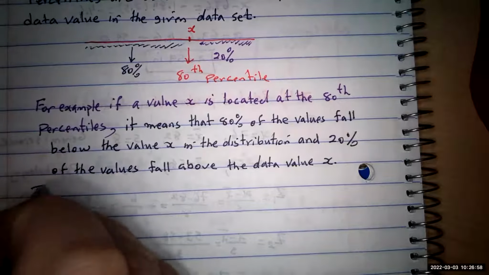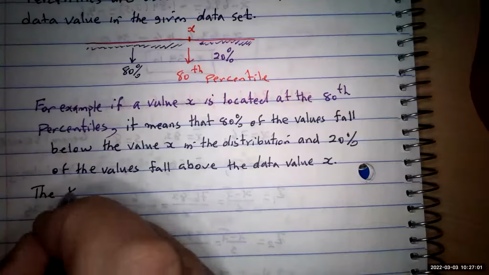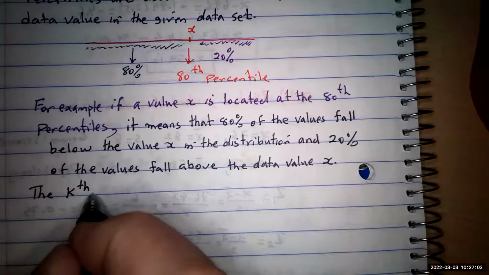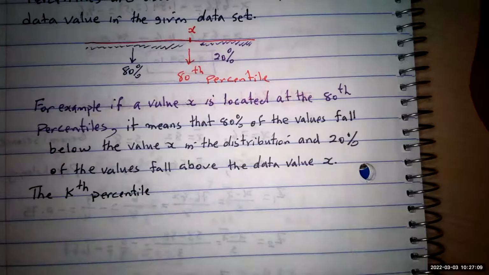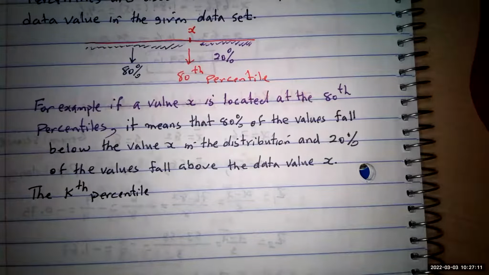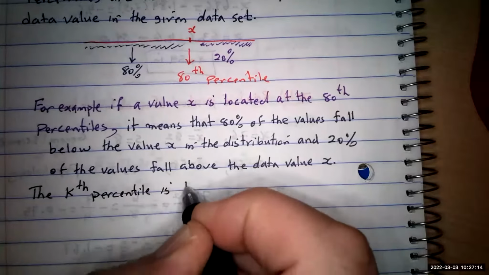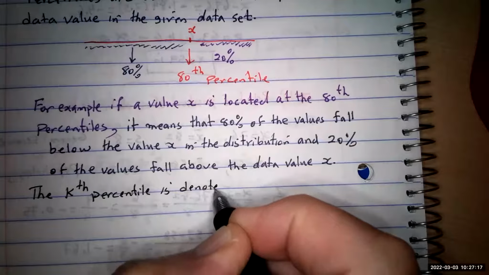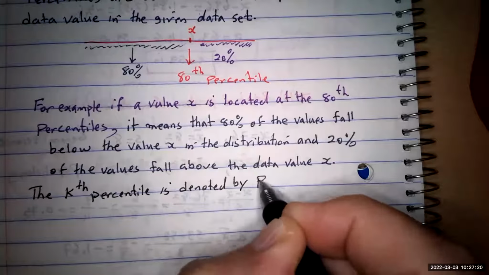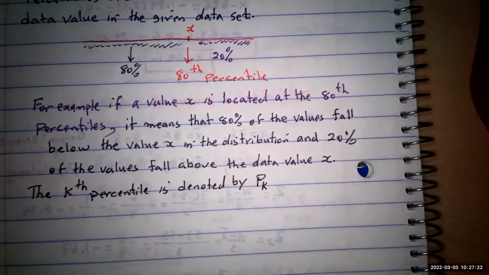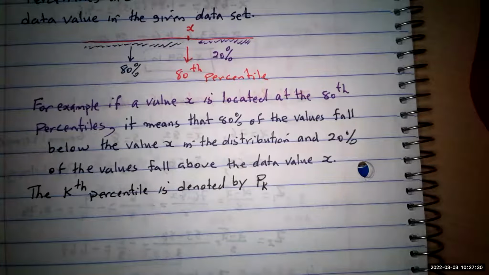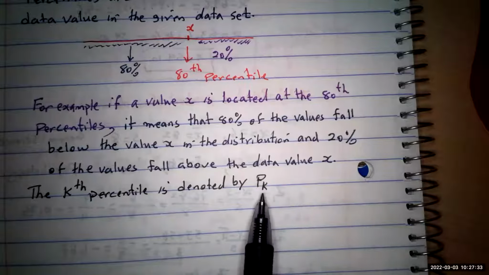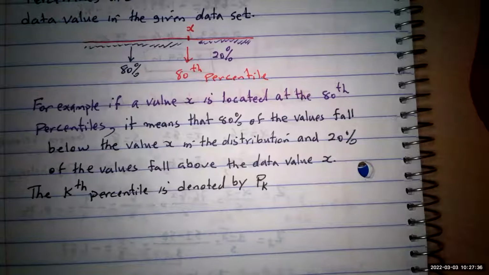So the kth percentile, okay, the second, the third, the 20th, etc., is denoted by P sub k. So if you say P sub k, you know, P50 is equal to 80. And so this means the ranking of your grade, 80, is going to be 50 here, okay? So that is denoted by Pk.